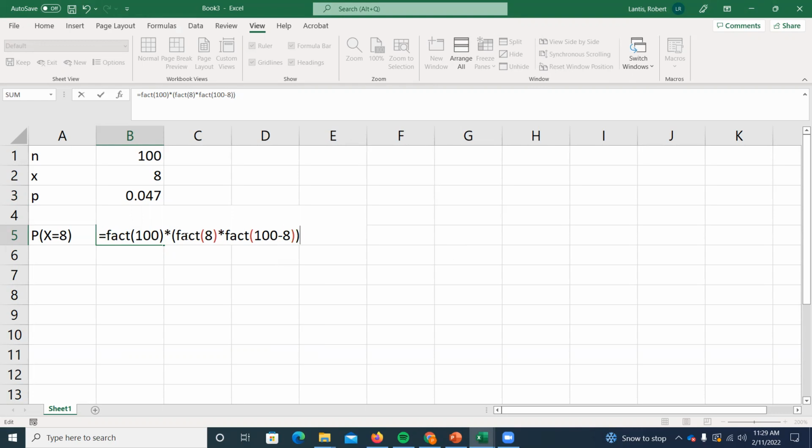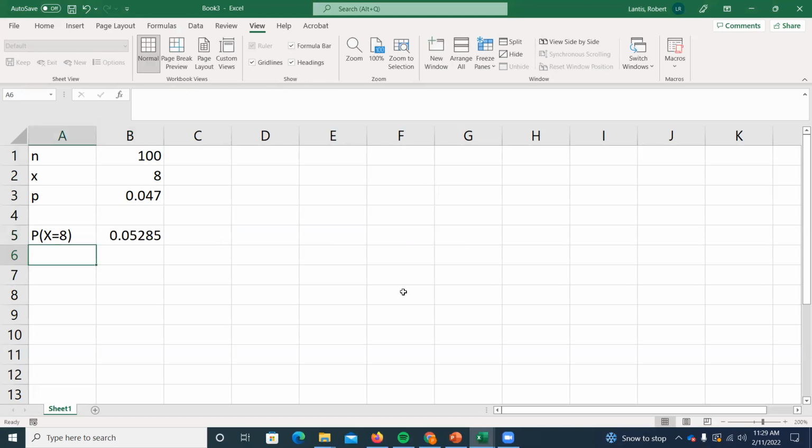Let me make sure I got my parentheses right here. And that's not times. What should this be? Sorry, divided by. Right. So I would then take that, multiply it by the probability of success, 0.047, to the x power, times 1 minus the probability of success, so 1 minus 0.047, raised to the n minus x, or 100 minus 8 power. So I could write this all in, use Excel to be my calculator, and I get the probability that the number of homes foreclosed out of 100 is equal to 8. That probability is 0.05, approximately.